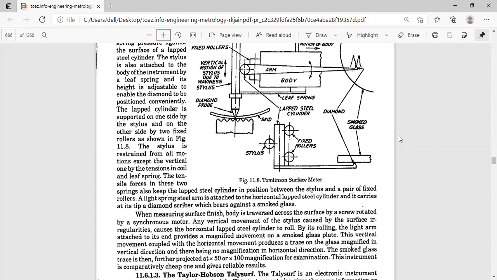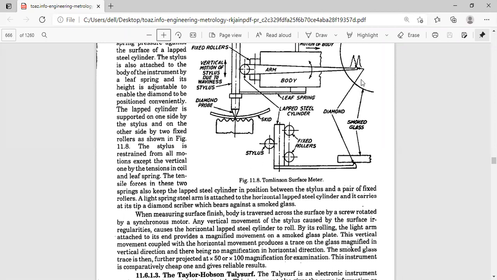Already I told you, any vertical movement of the stylus will be caused by the surface irregularities here on this specimen that I am showing by this particular cursor. Whenever we are having the vertical movement caused by the surface irregularities, it will be causing the horizontal lap cylinder to roll. By its rolling action, because the arm is attached to the lap steel cylinder, the light spring steel arm, which is attached to the end, will be providing a magnified movement on the smoked glass screen or plate.